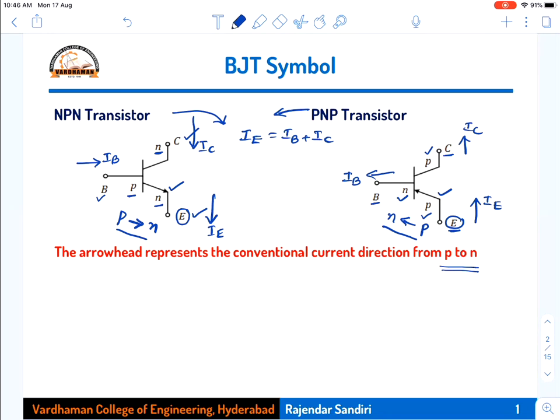Particularly if you take the emitter, the emitter is N type and the base is P type, or the base is maybe N type and the emitter may be P type. These two combinations are possible. Therefore, the current is always from the P side to the N side, and this shows the conventional current flow direction in the transistor, which is equal to the emitter current. Okay, so that is the symbol.